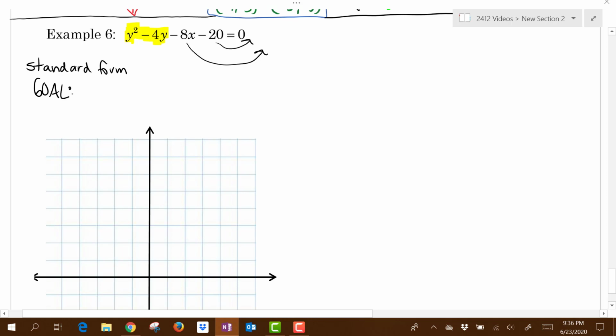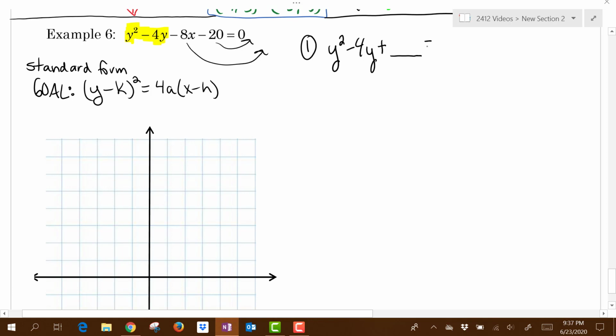So our goal then would be to have y minus k, quantity squared on the left-hand side. We want it to fit this form, equals 4a, and then the x minus h on the other side. So the first step to do that is to write y squared minus 4y. We want to keep everything that has to do with the variable that's being squared on the left-hand side. I'm going to put plus, always plus, and then I'm going to put a little blank line there, equals.